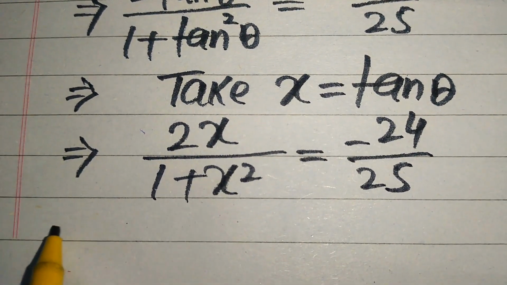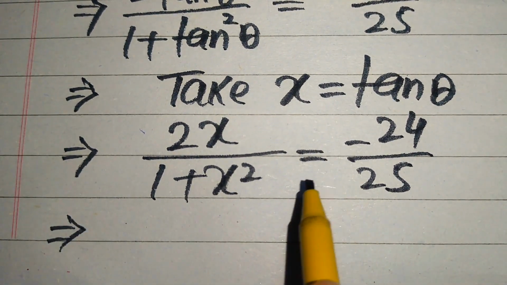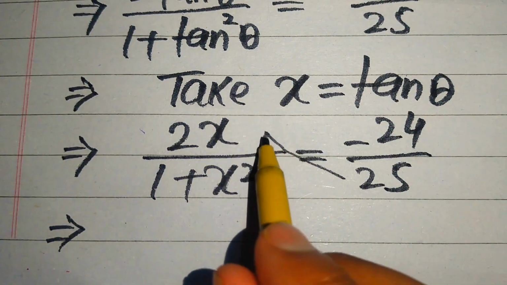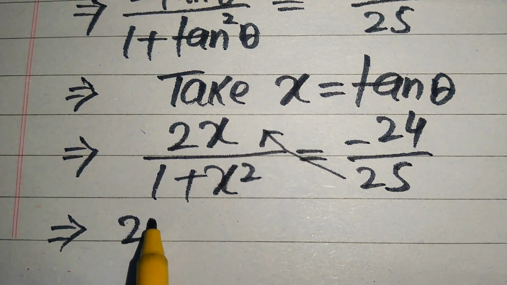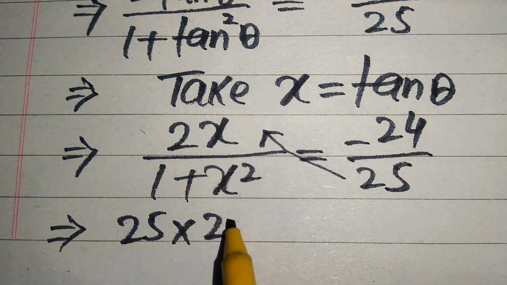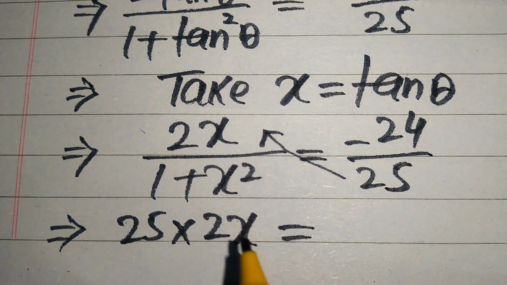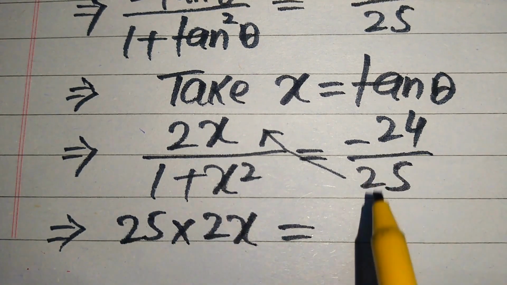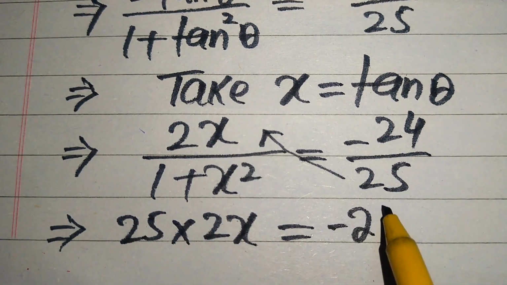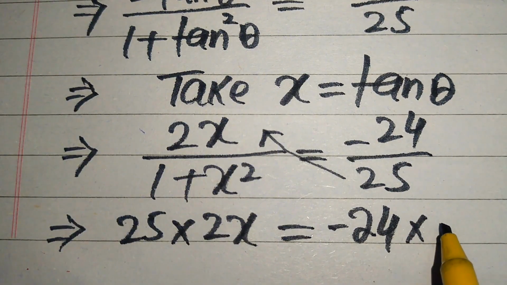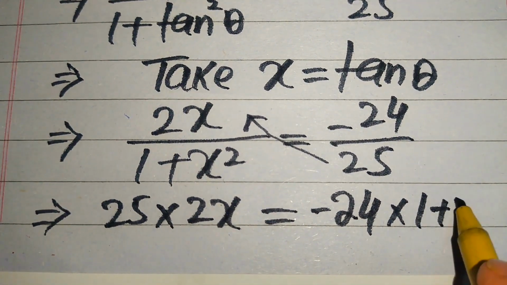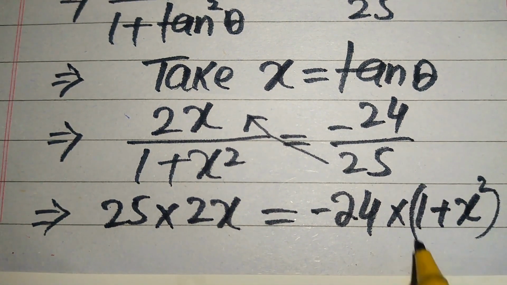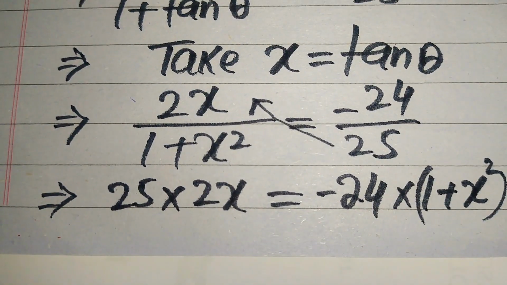Further, in the next step, we need to cross multiply the terms. First we multiply 25 times 2x, and this will be written as 25 multiplied by 2x equals minus 24 multiplied by 1 plus x square.